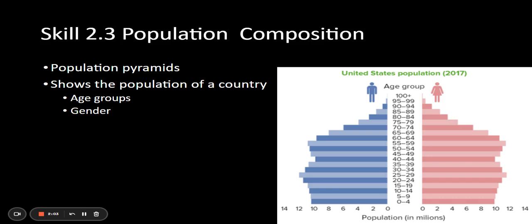And if you look in the middle, you'll see the age groups. Each rectangle, or cohort, as we'll talk about in a second, represents a 4-year age group.